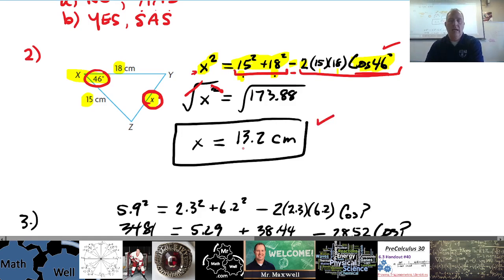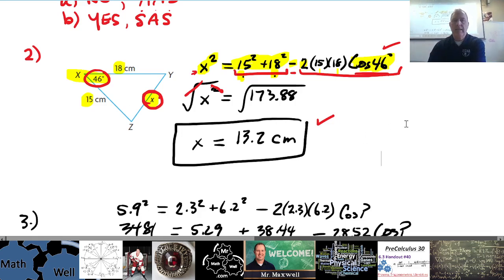for 2. Now, the back of the book, the solution manual might just show 13 centimeters. It might round it to the nearest centimeter. That's fine. I always encourage you to do 1/10 for the side lengths and for the angles too, so that we're a little bit more precise. But that's number 2.